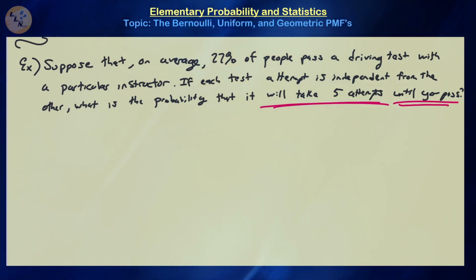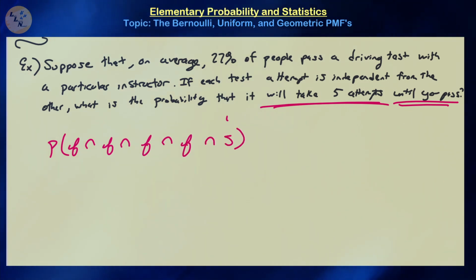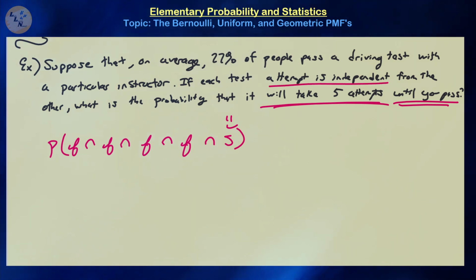So that fifth attempt is going to be our success. We're going to be interested in the event: fail once, fail twice, fail 3 times, fail 4 times, and then finally pass. So this is a happy day. We're assuming that each test is independent from each other, so that means this event is going to be equal to the probability of failure to the power of 4 times the probability of success.